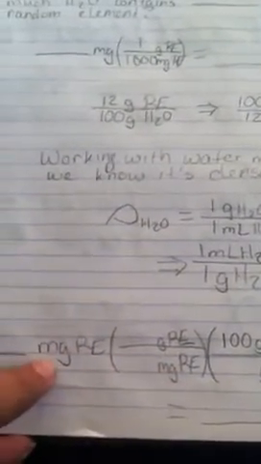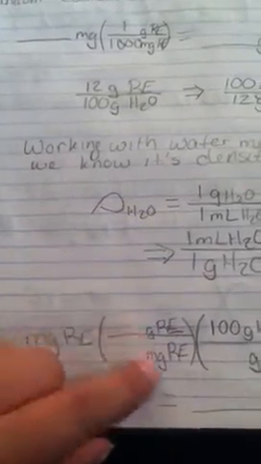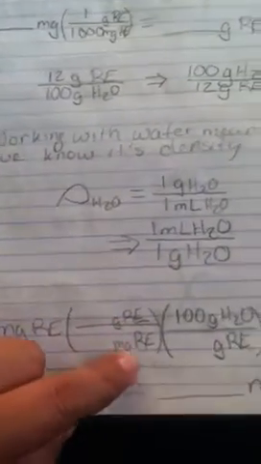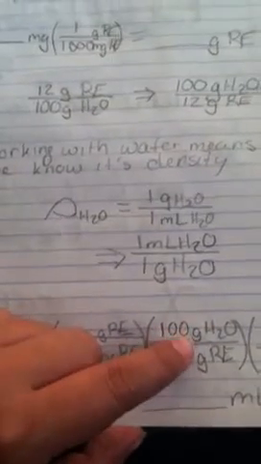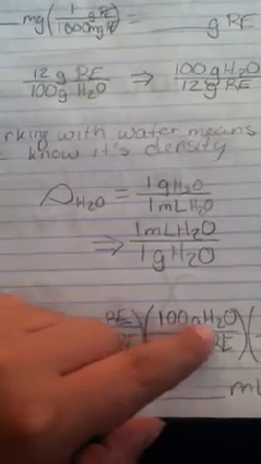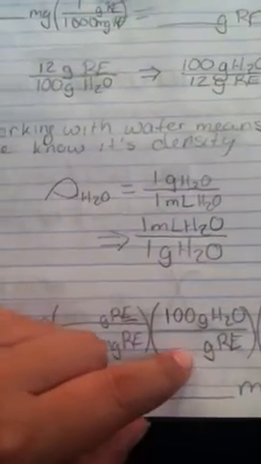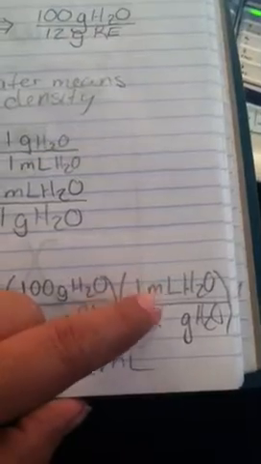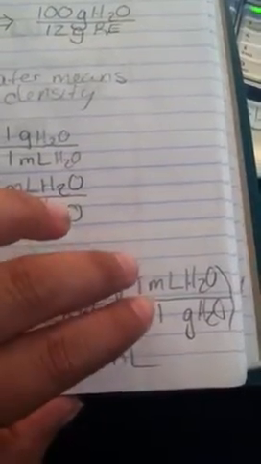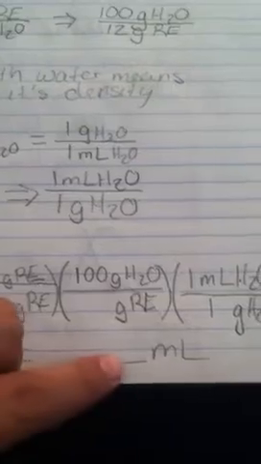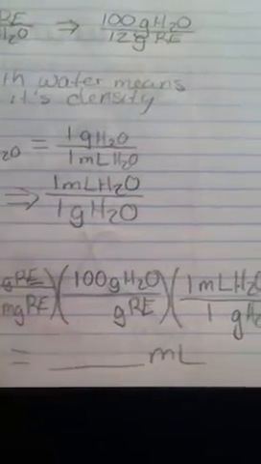So anyway, we have blank milligrams of random element times this conversion factor of grams over milligrams, times the 100 grams of water over whatever this was, grams of random element. And we got that from up here, which came from the percent. If you can follow that logic, you can know where this comes from. And then this is just the density of water upside down. And that'll give us some number of milliliters. So that ought to help.